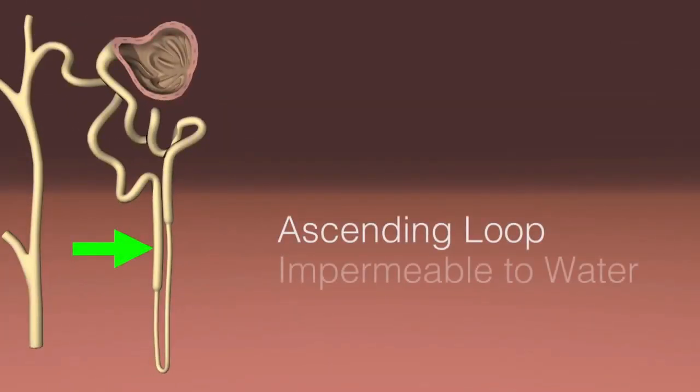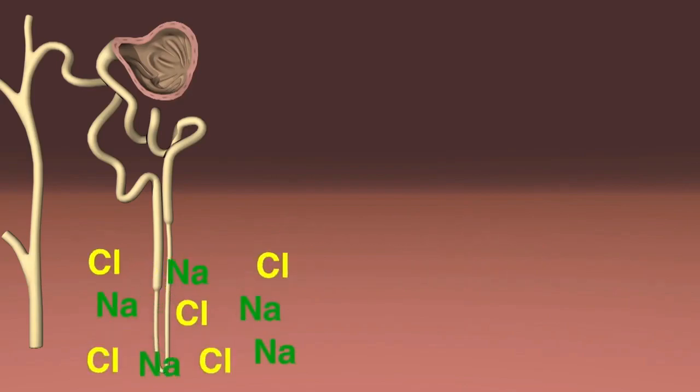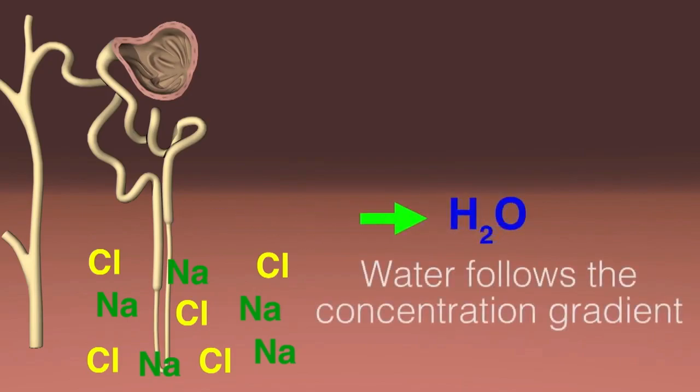The ascending limb, especially the thick segment, however, is the opposite. It's impermeable to water, but will use energy to actively pump ions like sodium and chloride out of the tubule into the interstitium of the medulla. When it does this, it creates a hypertonic environment around it. Because the descending limb is very permeable to water, water leaves the descending tubule without expending any energy because it is following the concentration gradient.